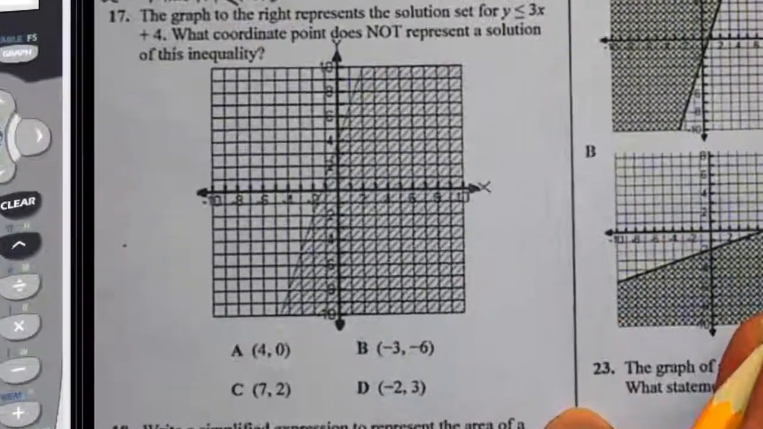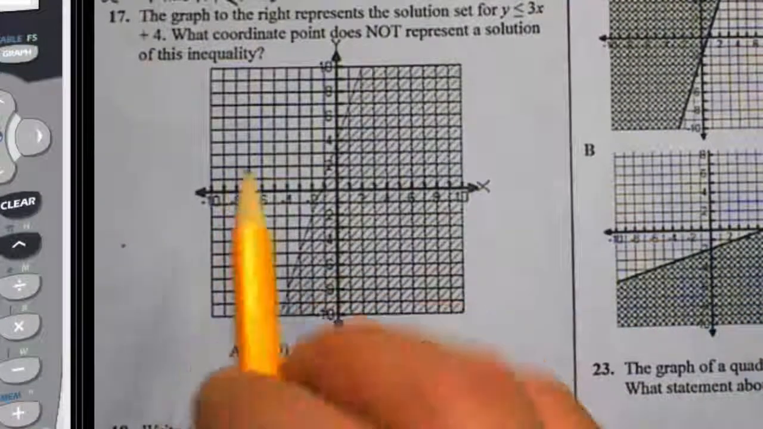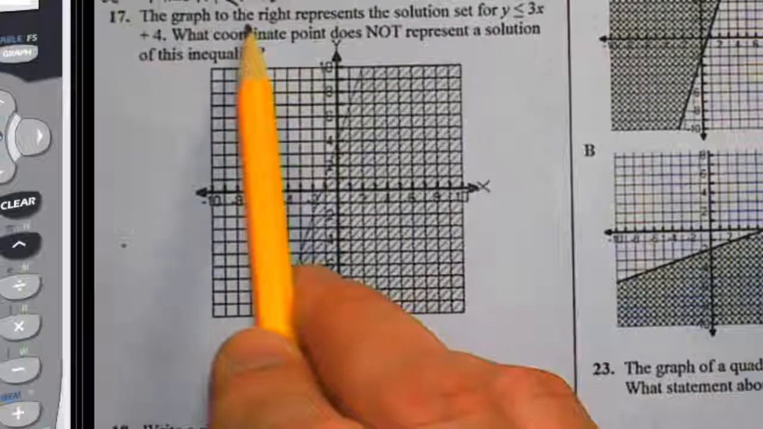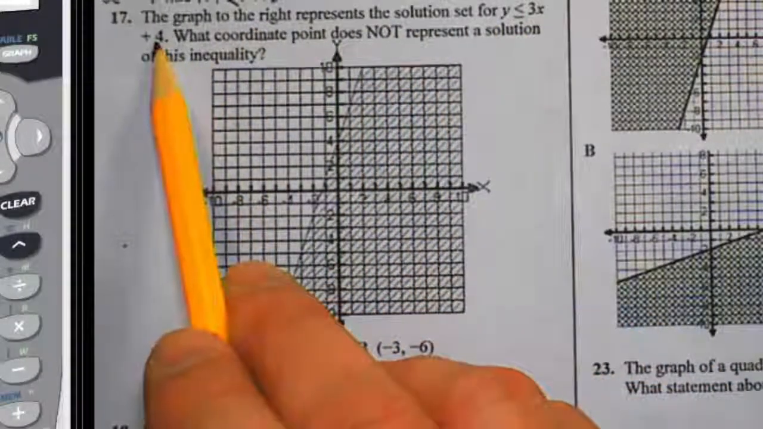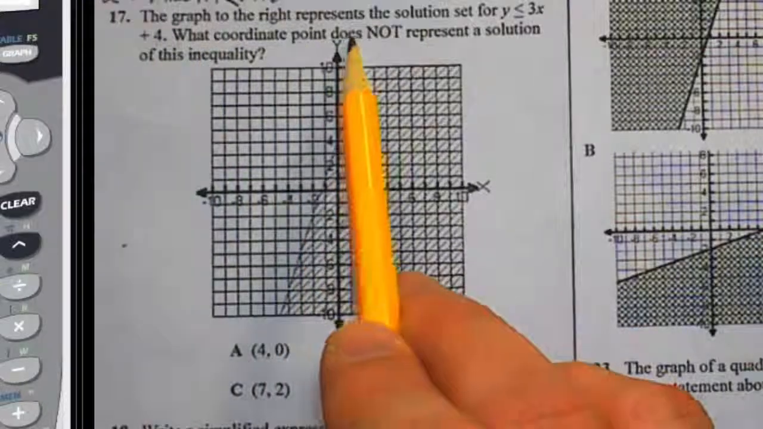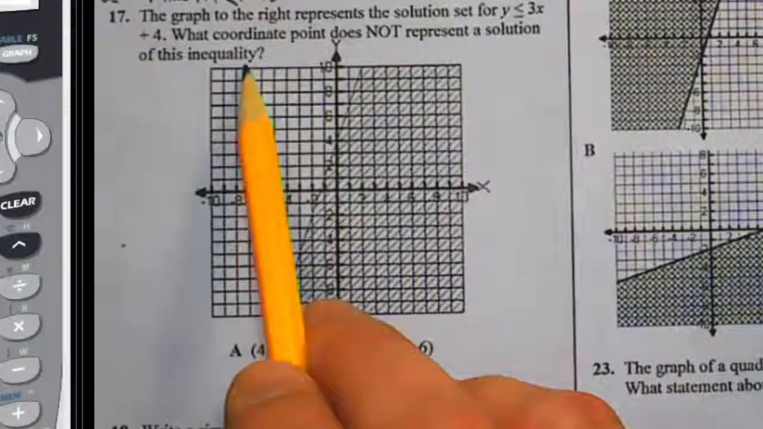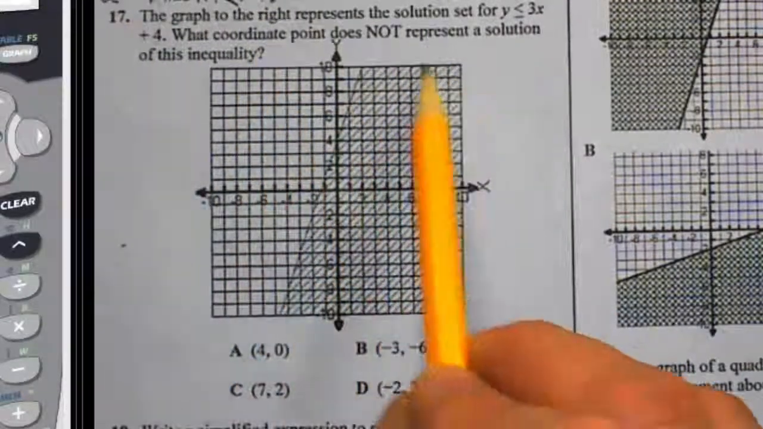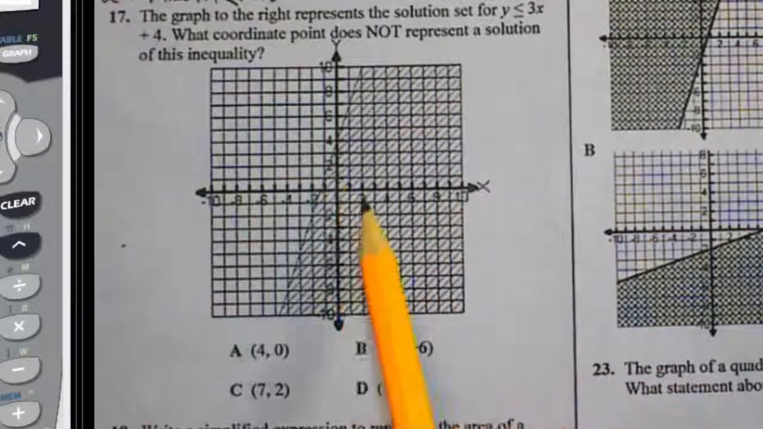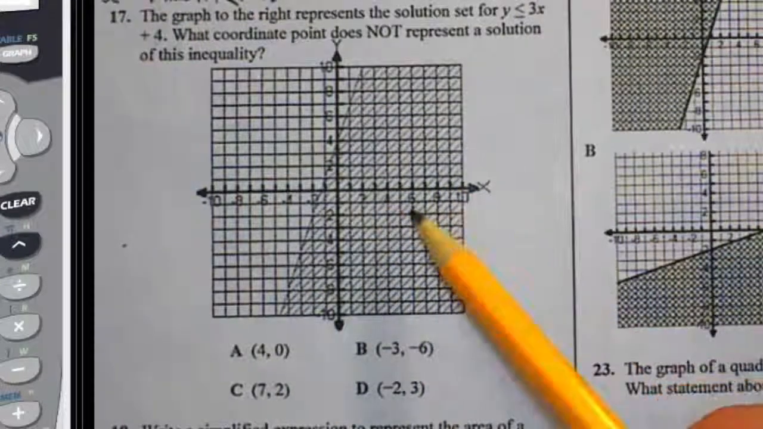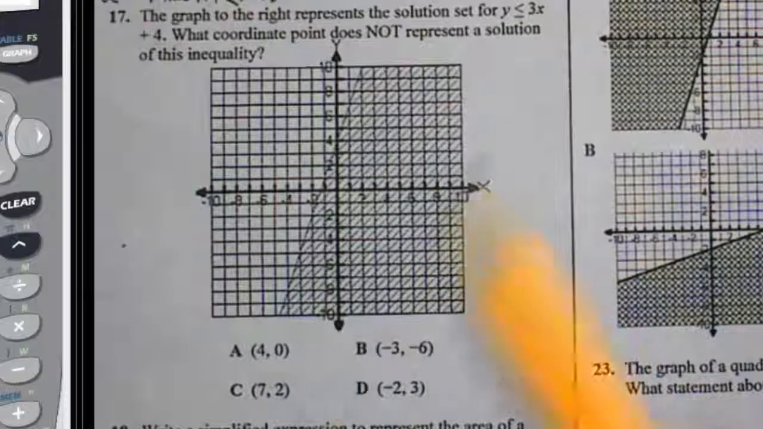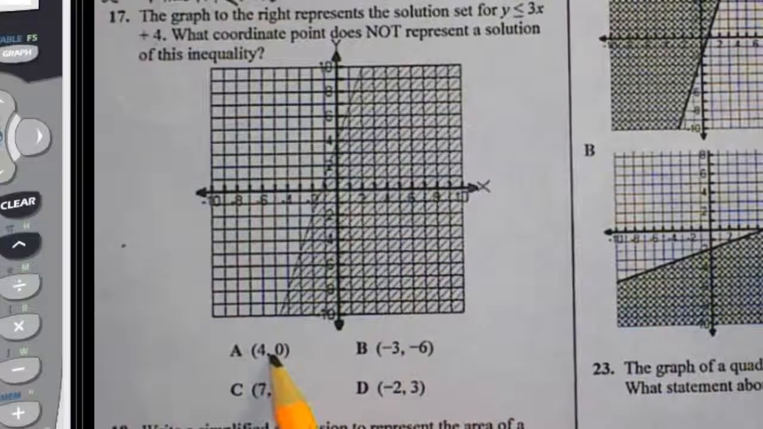Next problem talks about the graph that represents the solution set for y less than or equal to 3x plus 4. What coordinate does not represent a solution of this inequality? So basically the problem gave me the graph and is giving me these points and is asking which of these points is not part of the solution. Remember, the solution is the shaded region. So basically what we have to do is plot these points.